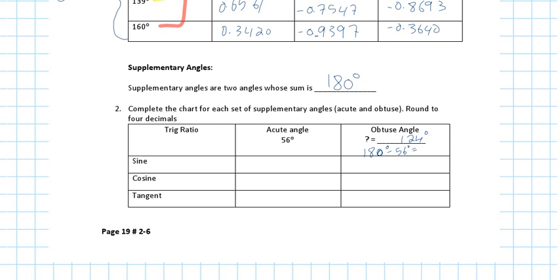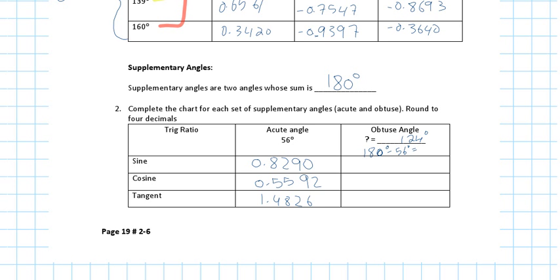Okay? So let's fill out the sine of 56, cosine of 56, tan of 56, and let's see if we can figure out what is the one for the obtuse. Sine of 56 is 0.8290. Cosine is 0.5592, and then tan is 1.4826. Without using a calculator, we are going to try to figure out what would it be for sine of 124. What do you think sine of 124 is going to be?